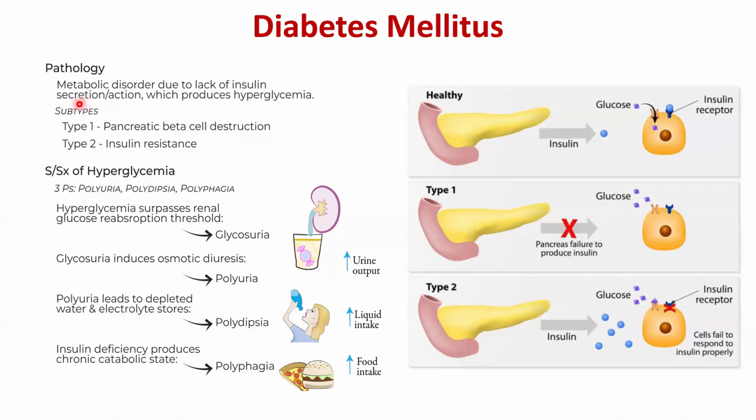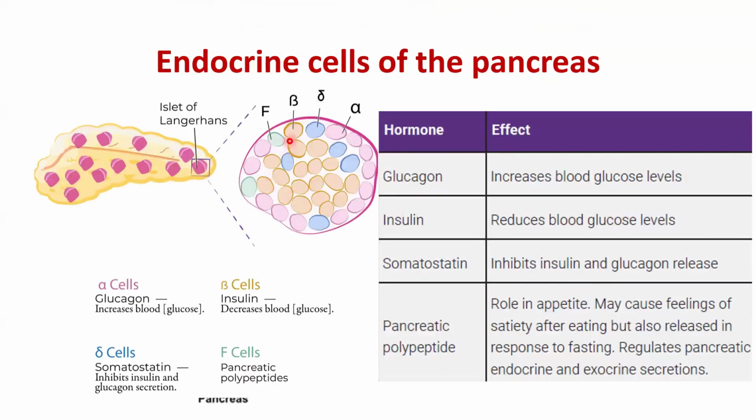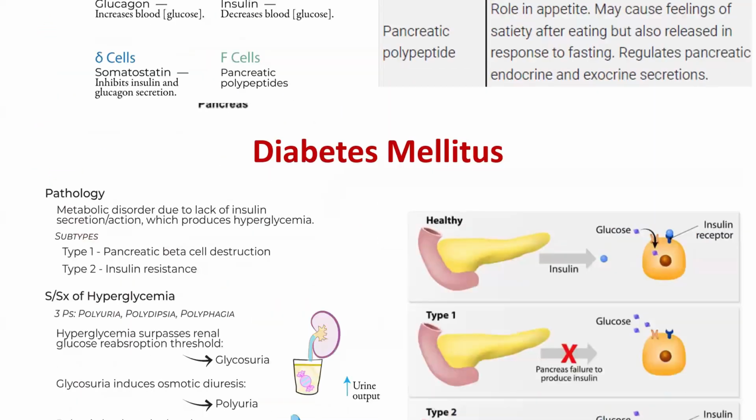So what are the types? The common types of diabetes are type 1 and type 2. Type 1 diabetes comes across when the person has pancreatic beta cell destruction. So you see here, these beta cells are completely destroyed, so there is no production of insulin. That is type 1.